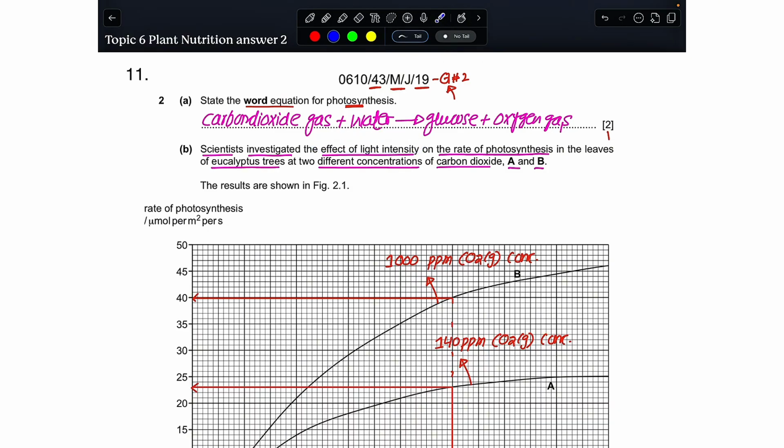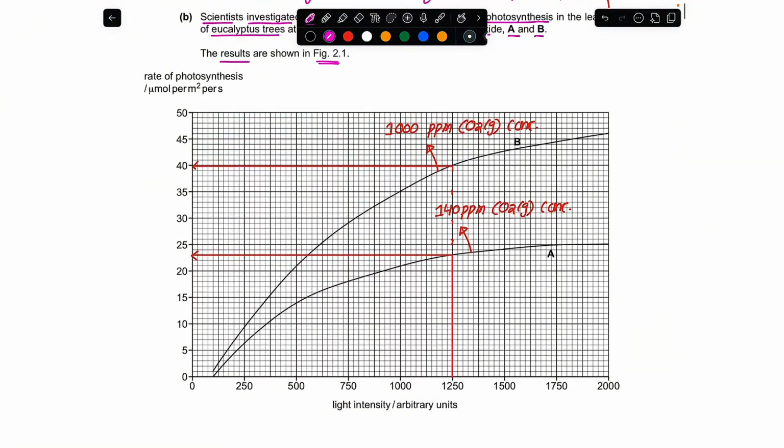And further, when we would be doing this investigation on the leaves of this tree, throughout the investigation, we would have a different concentration of carbon dioxide in case of A and in case of B. And they say that the results are shown in figure 2.1. So if we were to just come toward the graph, on the x-axis they have given you the light intensity in terms of the arbitrary unit. And toward the y-axis they have given you the rate of photosynthesis.